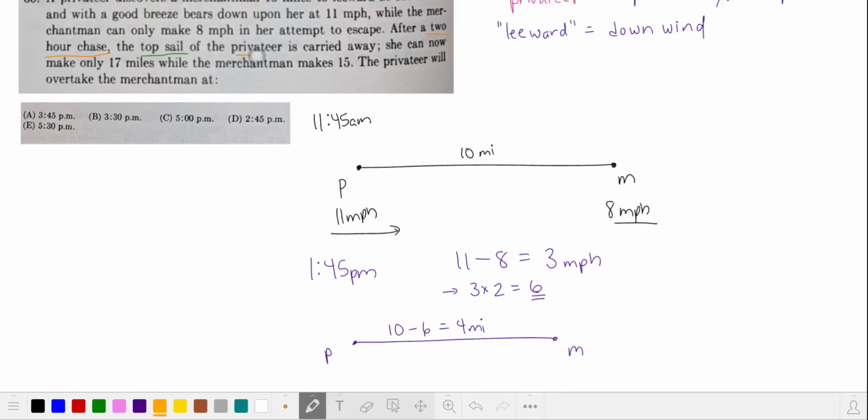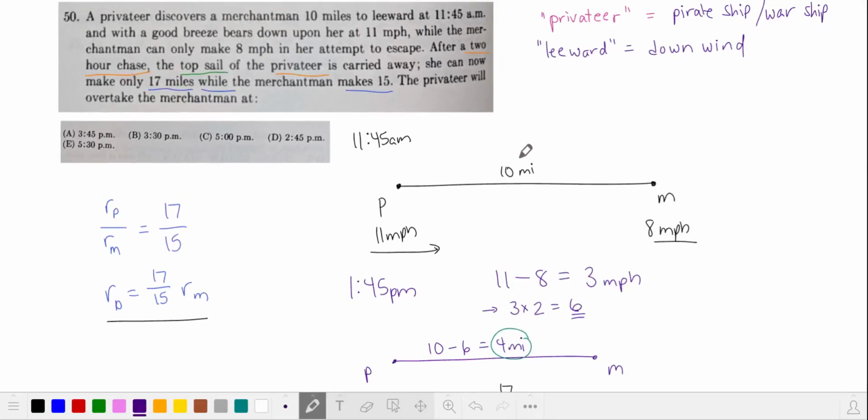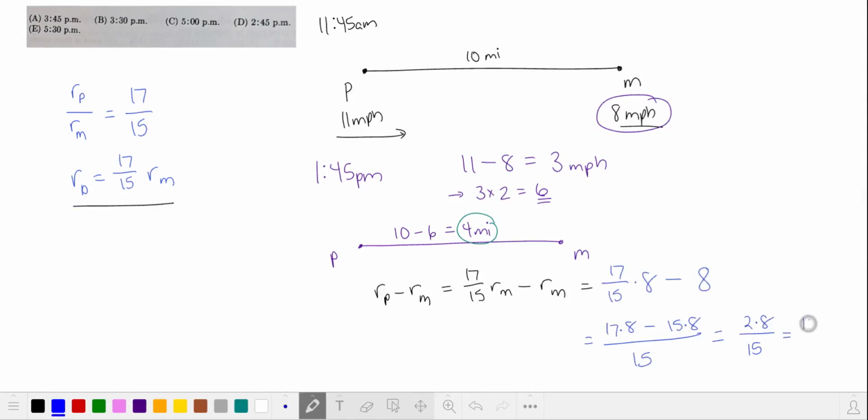But now something has happened to the sail of the pirate ship, and it says she can now make only 17 miles while the merchant ship makes 15. So I take this to mean that in the same time it takes for the pirate to travel 17 miles, the other ship can only go 15 miles. So the ratio of the speeds of the pirate ship and the merchant ship are 17 to 15. We want to see how long it takes the pirate ship to catch up to the merchant ship in these remaining 4 miles. I want to subtract the rates again between these two ships. So I'll substitute for RP. Oh, but the merchant ship is still traveling at the same speed, 8 miles an hour. That hasn't changed. So we can substitute that in for RM. And simplifying, we get the difference in the rates is 16 over 15.